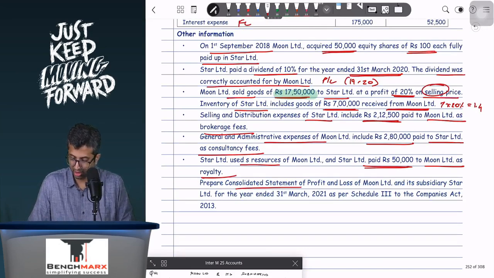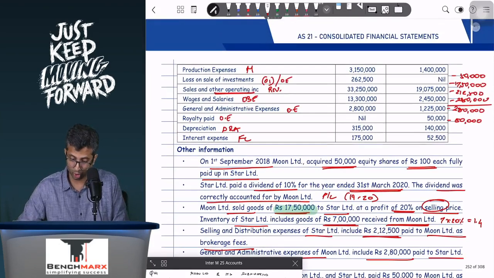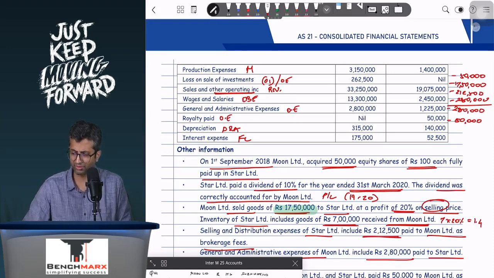Prepare consolidated P&L for Moon and its subsidiary Star for the year ended 31st March 2021 as per schedule 3. So if I go to see for sales, 33,250 plus 19,075 minus 1,750 minus 50 minus 2,12,500 minus 2,80,000. If I subtract all of this, this is around 50 lakh. 3,000, no 50 lakh, no 5 crore.